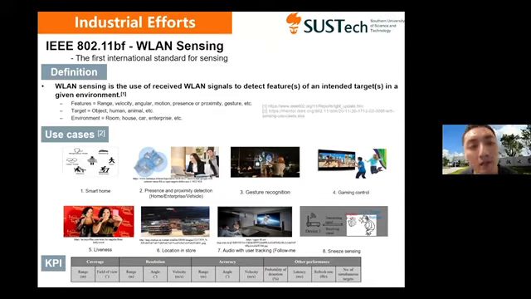So this is another effort, which is perhaps the first international standard for sensing, which is IEEE 802.11bf, WLAN sensing. The definition of WLAN sensing is the use of received WLAN signals to detect the features of an intended target in a given environment. And they have already defined a number of use cases and KPIs. Okay.